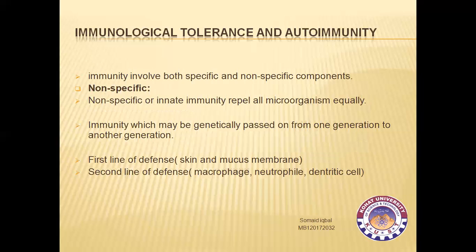Immunity involves both specific and non-specific components. There are two types of immunity: one is specific and the other is non-specific. Non-specific immunity is also known as innate immunity, which repels all microorganisms equally. It is a generation-to-generation immunity, which may be genetically passed on from one generation to another. It includes the first line of defense.